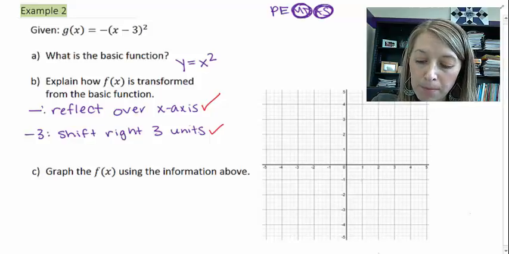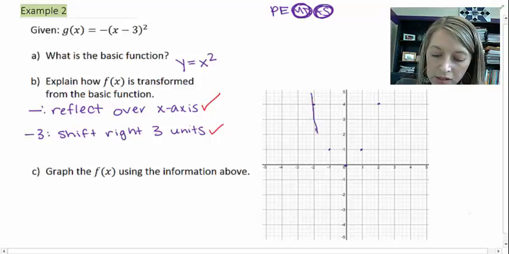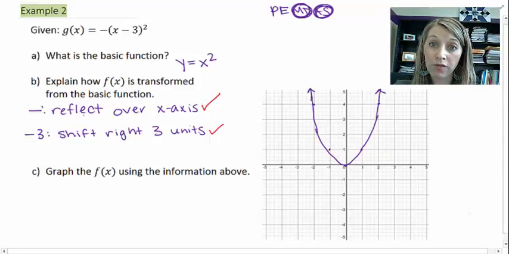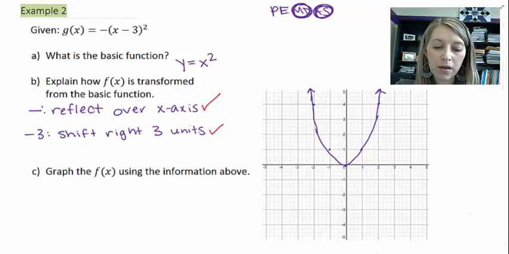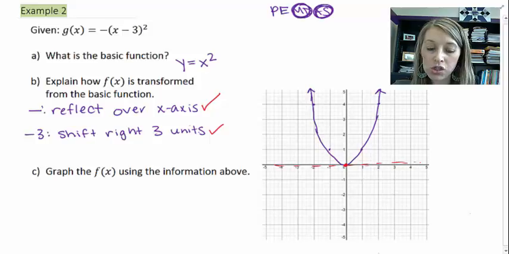Okay, let me get my basic parabola graph up here. If you need to identify the key points, then I would suggest that you do so. And so here is my parabola. And so what I'm going to do now is take each of these key points, reflect it, and then shift it. So let me start with the origin. Well, if I reflect it over the x-axis, I don't actually move it because it's on the x-axis. So my reflection doesn't change, but then I shift it right 3 units. So I'm going to go 1, 2, 3. So that's where my new vertex is going to be.